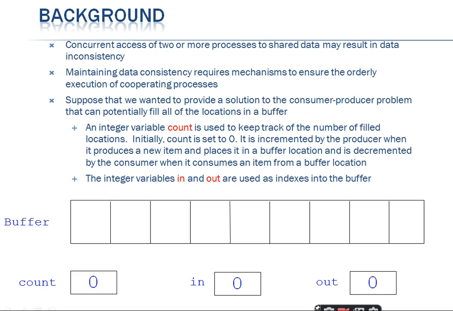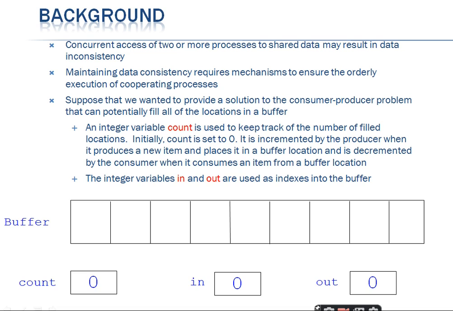By process synchronization, we mean that the processes, when they are cooperating with each other, will be sharing some sort of data, right? So these are the concurrent processes, the processes that are running concurrently. Concurrent access of two or more processes to the shared data may result in data inconsistency. When two or more processes try to share the same data at the same time, the data may become inconsistent.